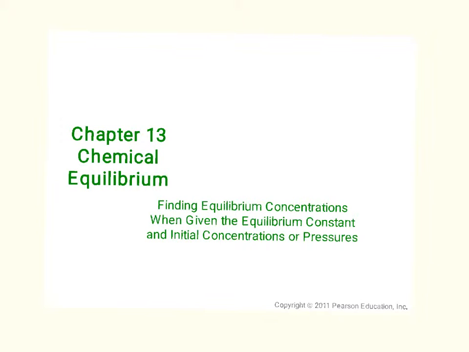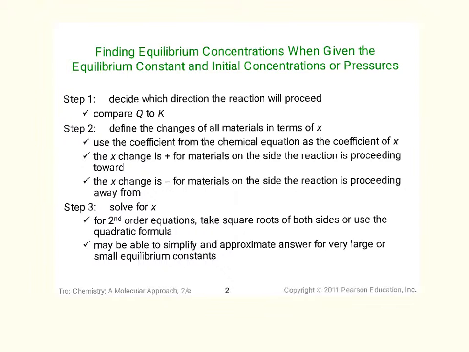In this part of the chapter, we are going to figure out how to find equilibrium concentrations when given the equilibrium constant and initial concentrations or pressures. There is a plan, a strategy, an algorithm for how to solve the problems when equilibrium concentrations have to be found and when the equilibrium constant is given together with initial concentrations or pressures.